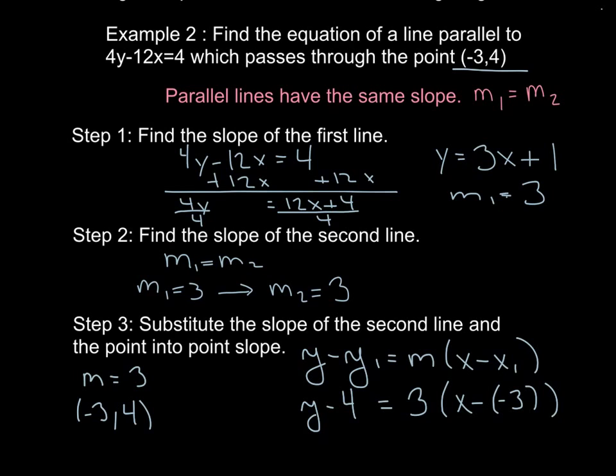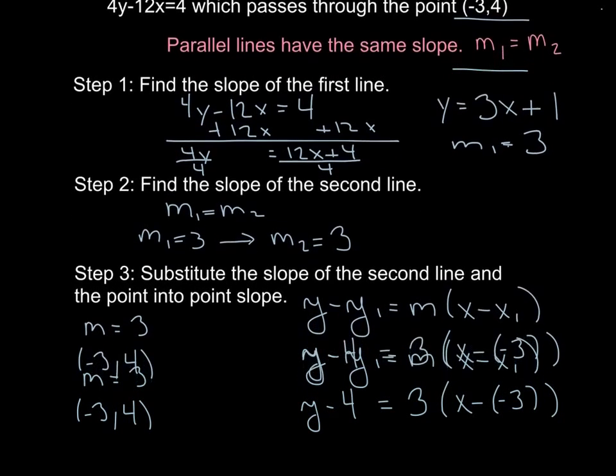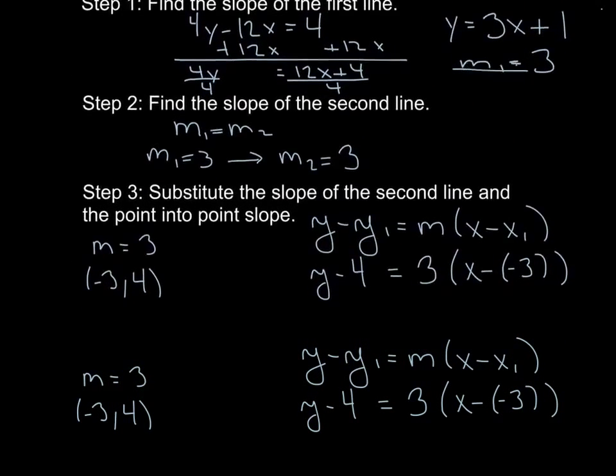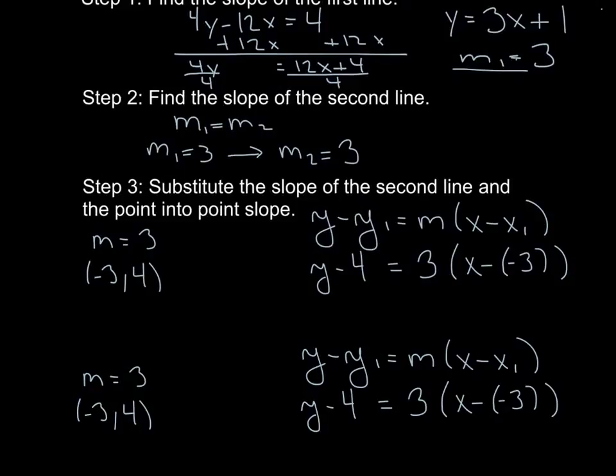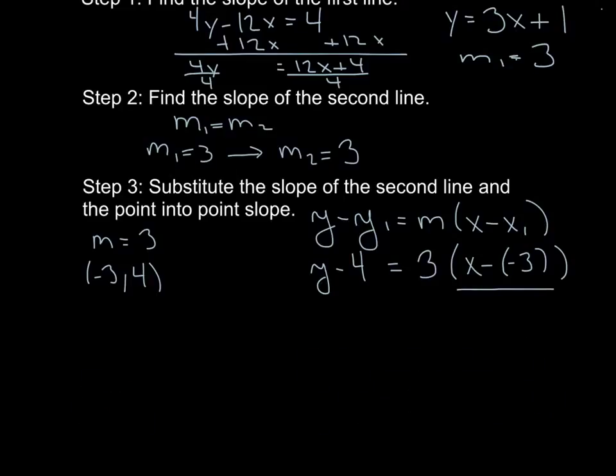Now all I have to do is solve for the variable y to convert this into slope-intercept form. Before I do anything else, what I really need to do is get rid of this double negative inside this parentheses. So I'm going to keep everything else the same in the equation. Say y minus 4 is equal to 3 times x minus a -3. So x minus a -3 is the same as x plus 3.